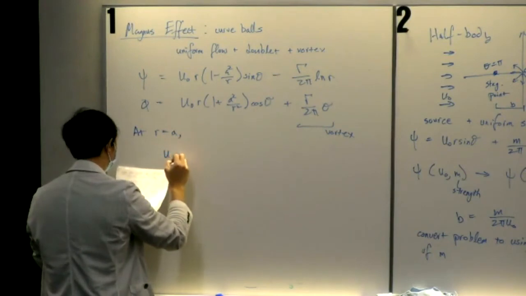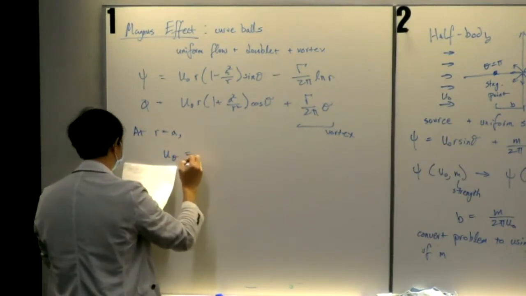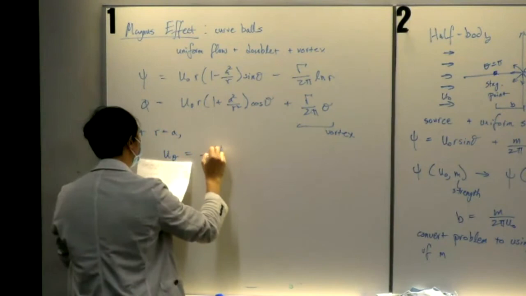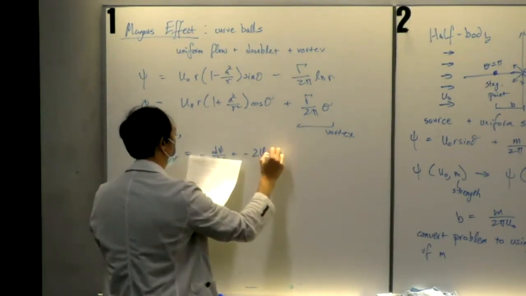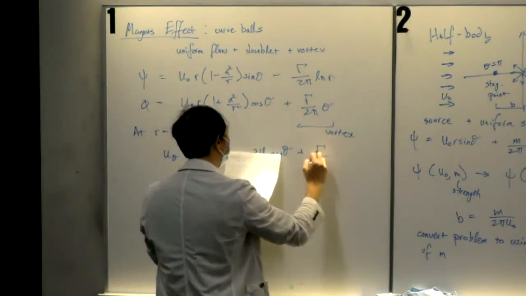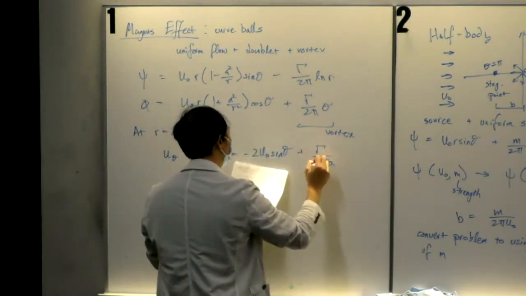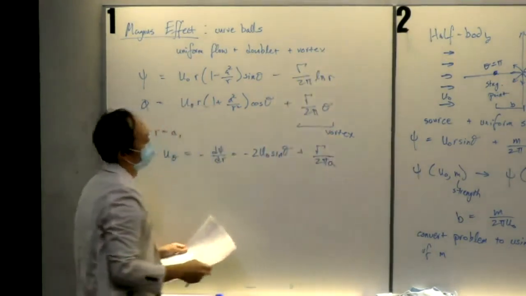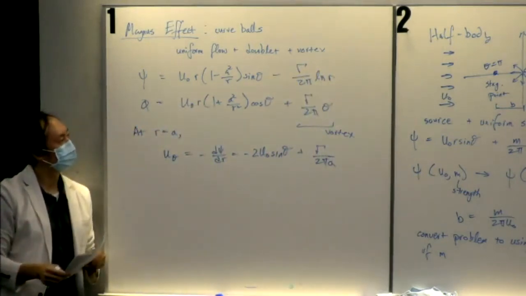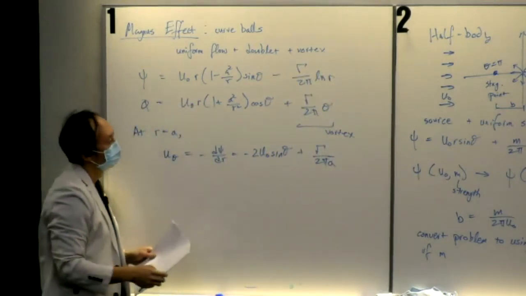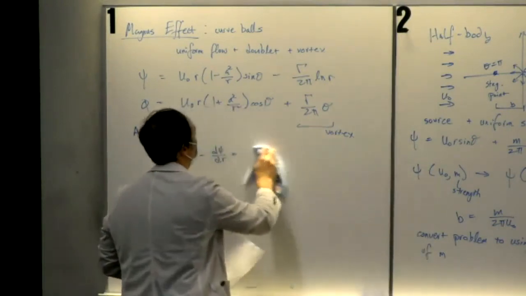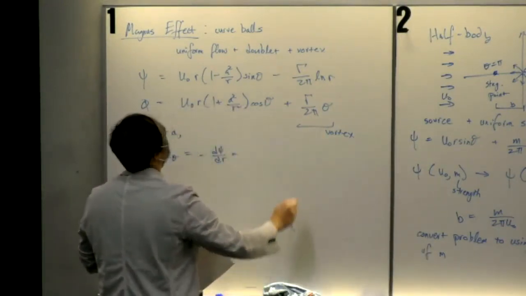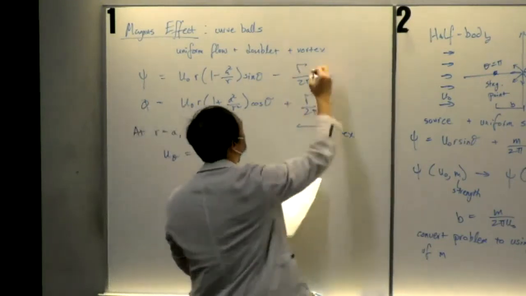At r equals a, u theta is equal to negative d psi dr, which gives minus 2 u naught sine theta plus the new term. So this is very similar to what we had before, except you have this new term. What does the numerator in that new term represent? Gamma is called the circulation.